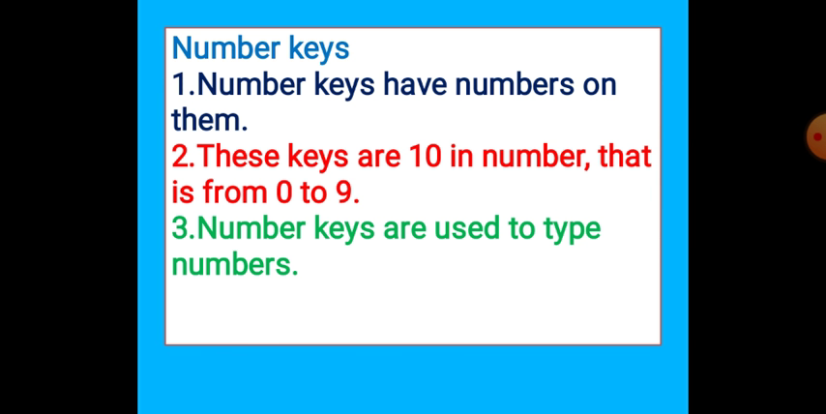As the name suggests, children, these keys are marked with numbers 0 to 9 and there are total 10 keys on a keyboard, and we use number keys to type the numbers. With the help of number keys we can type roll number, we can type age, we can type phone number, we can write mathematical equation.